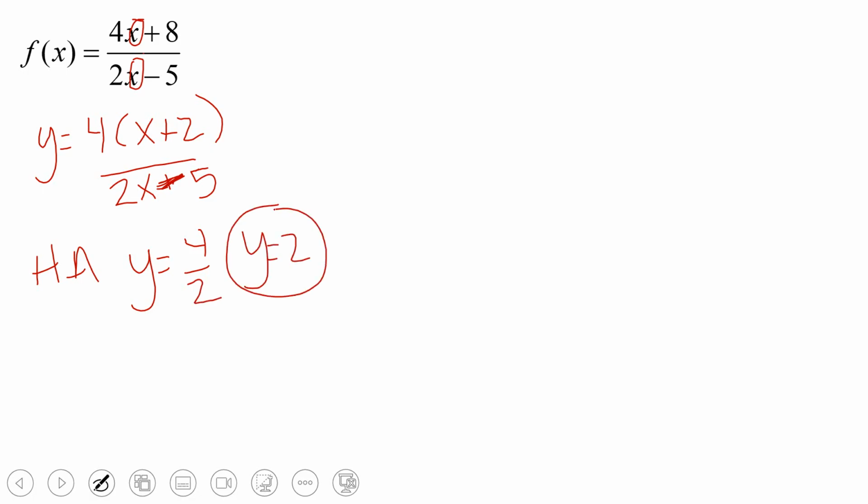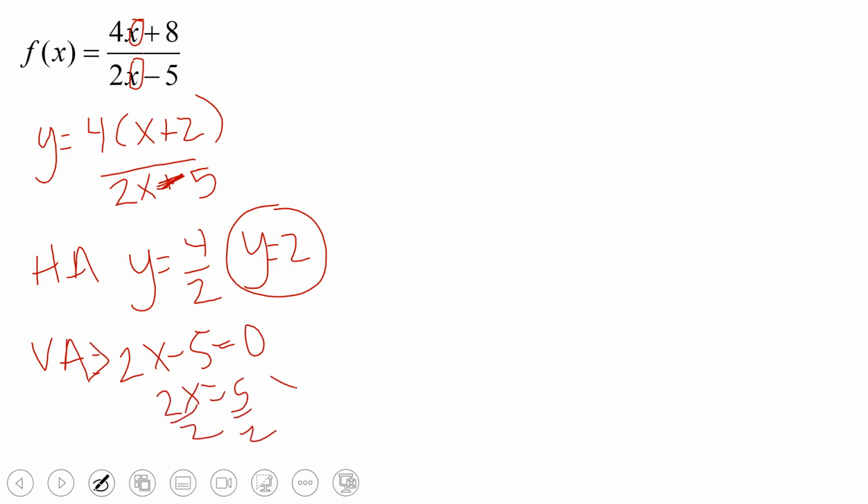That's my horizontal asymptote. To determine the vertical asymptote, I'm going to take the denominator and I'm going to set it equal to 0, and I'm going to solve. So I'm going to add 5 to the opposite side, dividing by 2, and I get x equals 5/2, or 2.5.